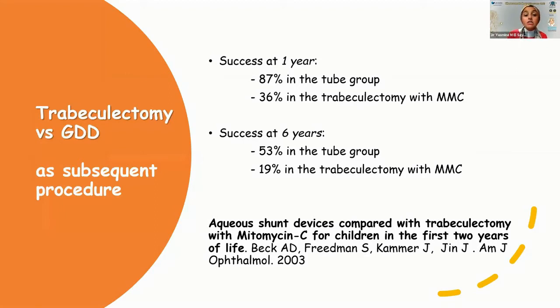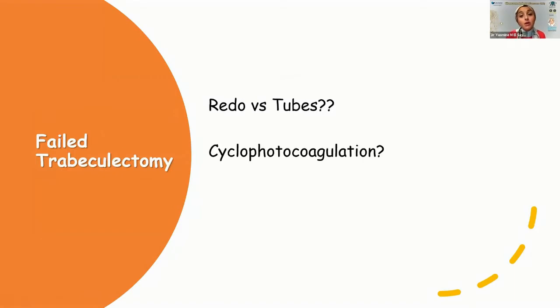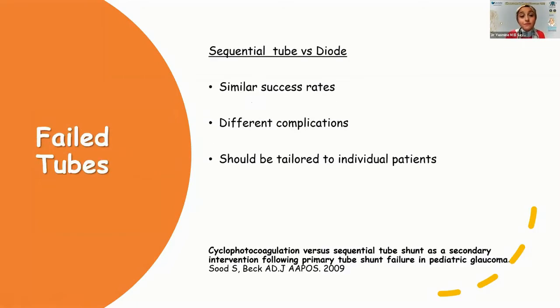So the choices are to do a trab or a tube, and Friedman and Beck looked at the results of those, and they found that at 6 years the tube group did much better in terms of success rate and IOP lowering. So tubes are possibly a better option than trabs. What if a trab fails? Would you redo it? Most of us will go ahead and do a tube, but if you think that the visual prognosis is poor or the conjunctiva is unhealthy, maybe cyclodestruction would be the only option.